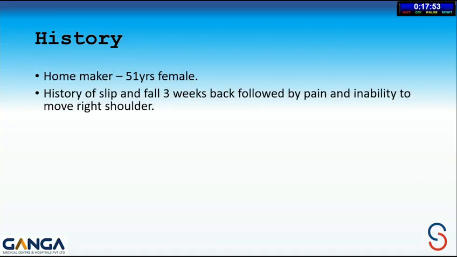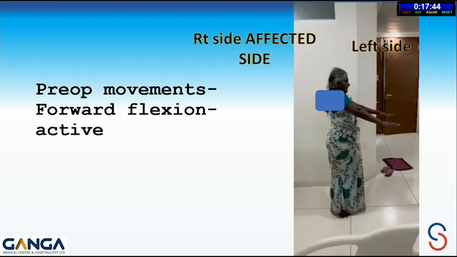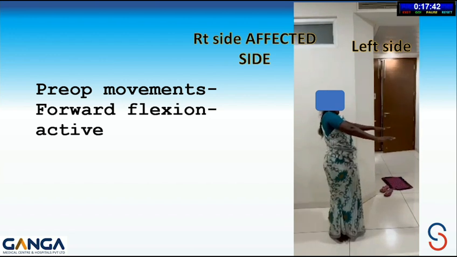Good evening, everyone. After a lot of complex cases, I will be presenting a much simpler variant of a cuff tear. This is a 51-year-old female with a regular slip and fall, who presented 3 weeks following the injury with inability to lift the right shoulder. These are her movements. The right side is the affected one.